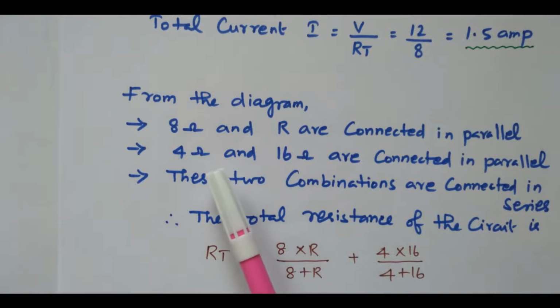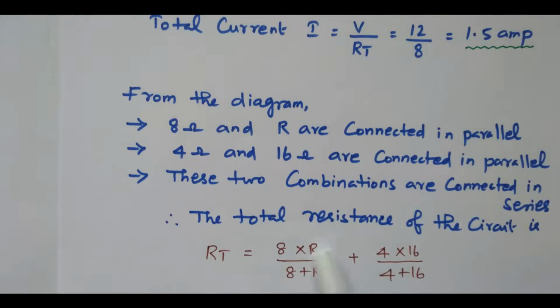From the diagram it is clear that 8 ohm and R are connected in parallel, which we already discussed. 4 ohm and 16 ohm are connected in parallel, and these two parallel combinations are connected in series. So what is the total resistance?